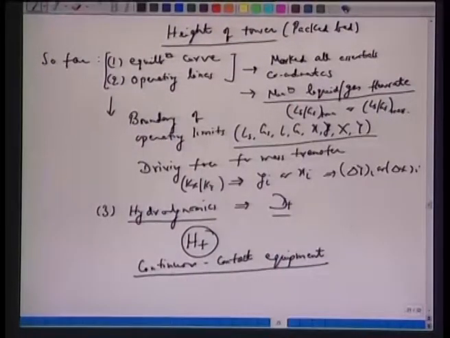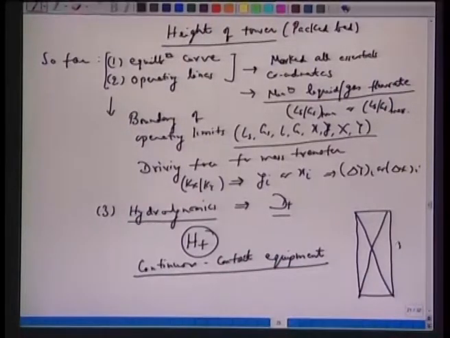This is a continuous contact equipment, a column packed with a certain packing, having certain square meter per cubic meter of interfacial area, a certain type of packing. Two phases are allowed to come in contact, and we want to achieve concentration reduced from Y1 to Y2 in this treated gas. All right. So, that is the objective: how much height we require, how tall the column should be.